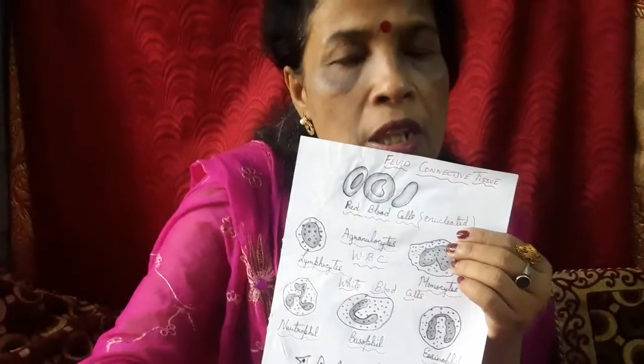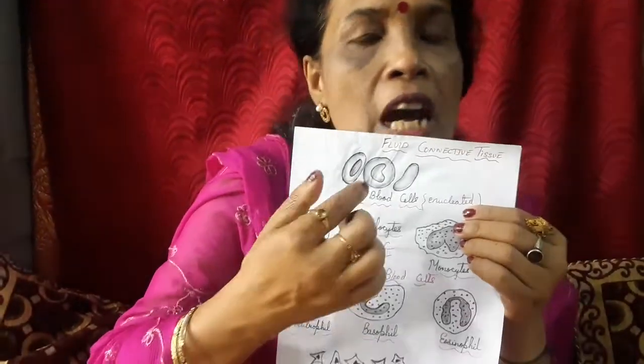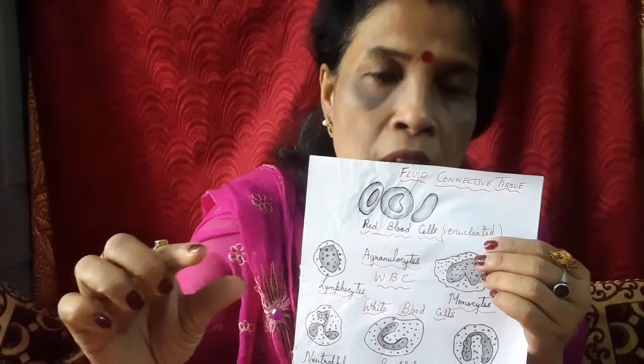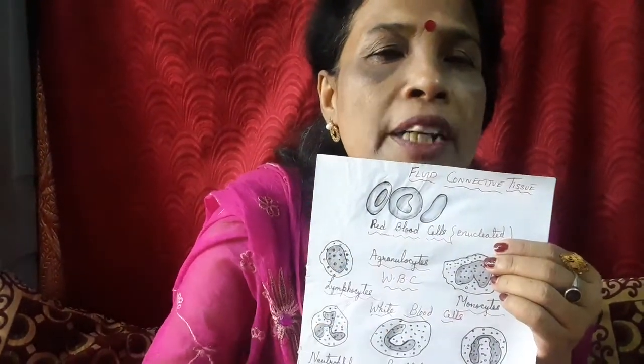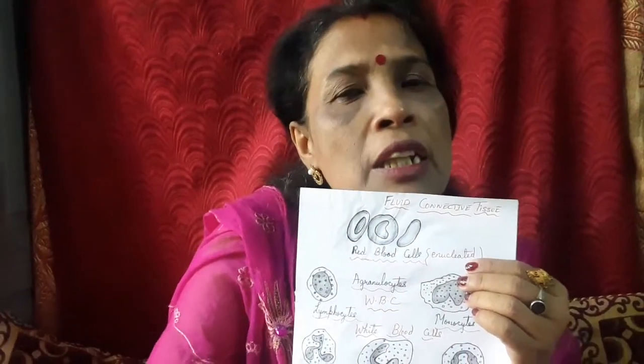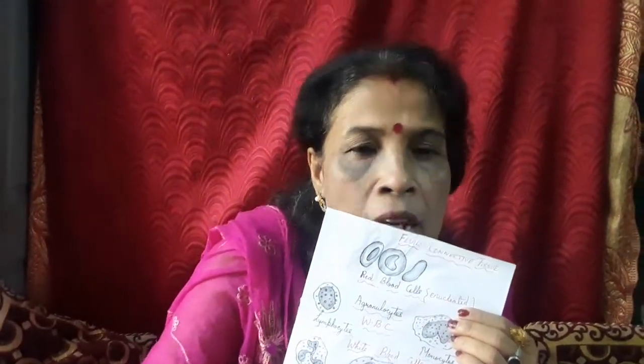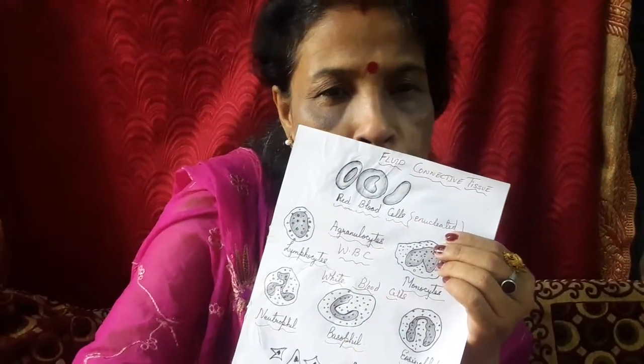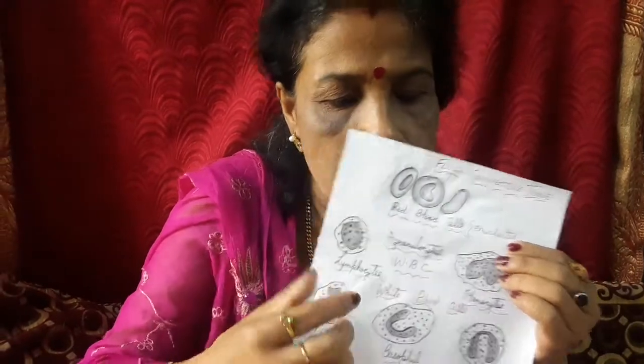It contains hemoglobin, which has an affinity for oxygen, combines with oxygen to form oxyhemoglobin and transports the oxygen to the tissues. Now, these RBC cells, where are they produced? In the bone marrow. And they have a lifespan of 120 days. In an adult man, it is about 5 million per cubic millimeter, and in an adult woman, it can be around 4.5 million per cubic millimeter.